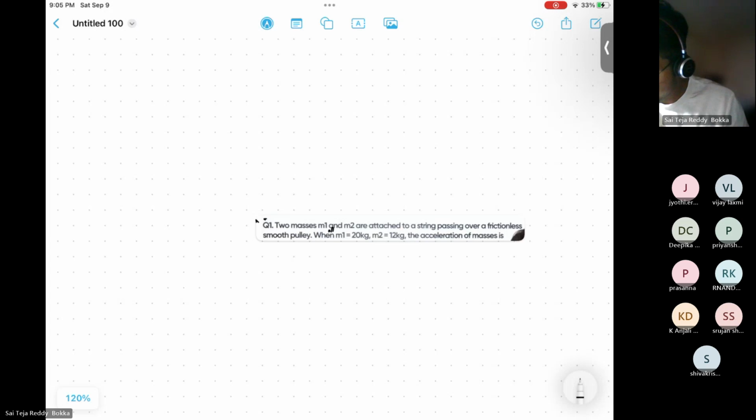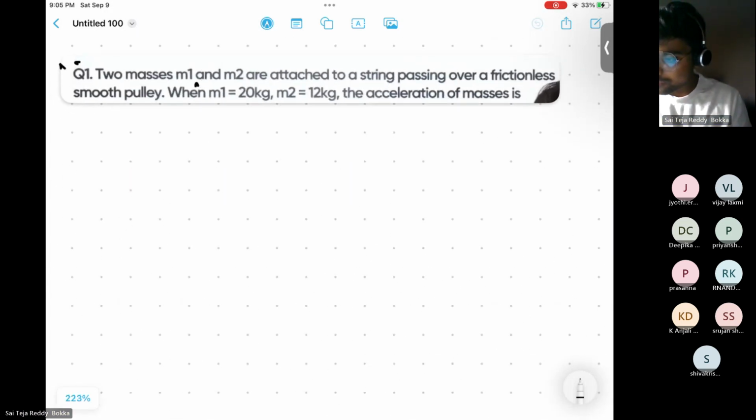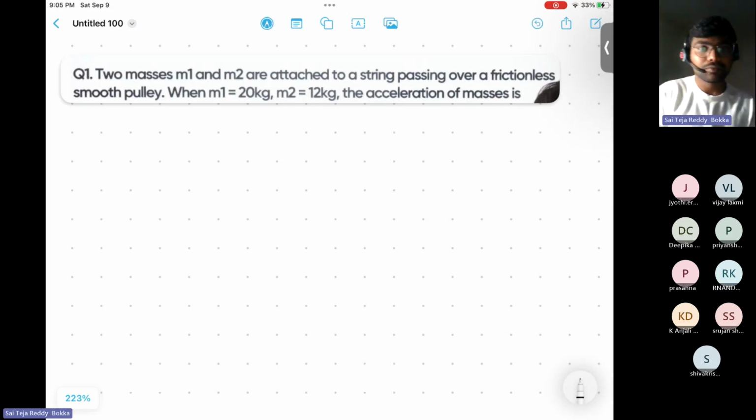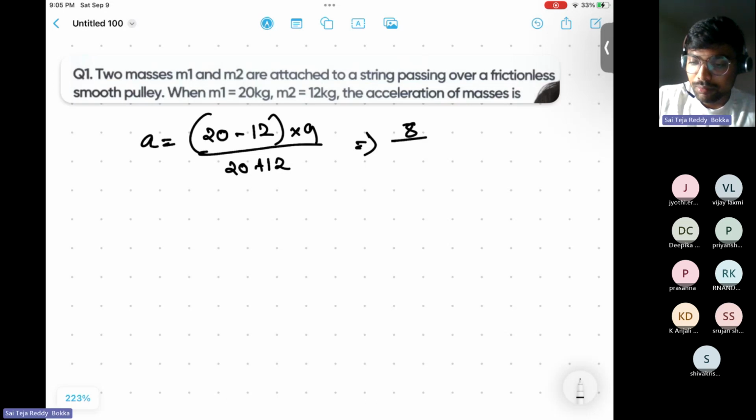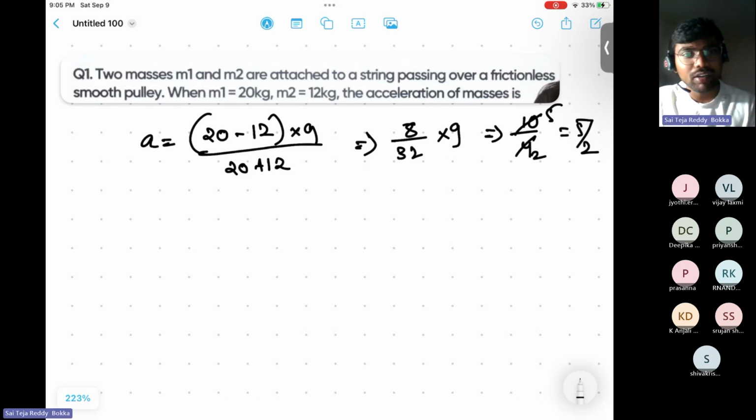Can you see this question? Do this question now. 5/2, sir. Acceleration will be equal to 20 minus 12 into g by 20 plus 12. So 20 minus 12 is 8 by 32 into g. It means 10, so same, 10 by 4, 5 by 2. Is this the same question like what we have done now? Yes, sir. Same values.